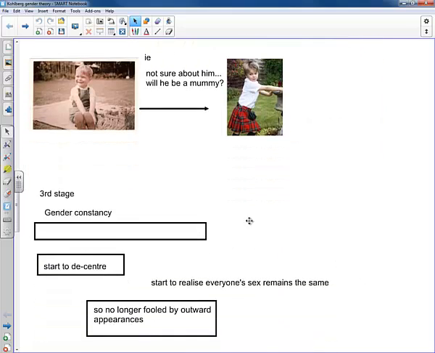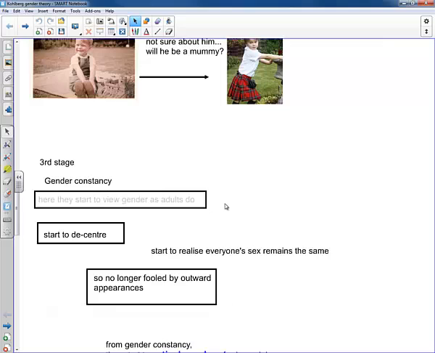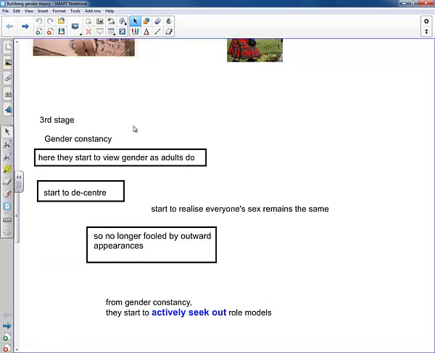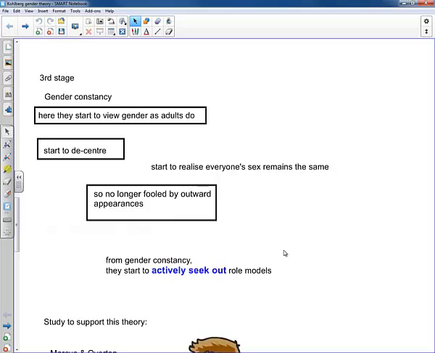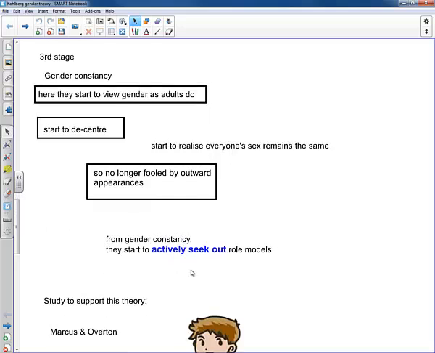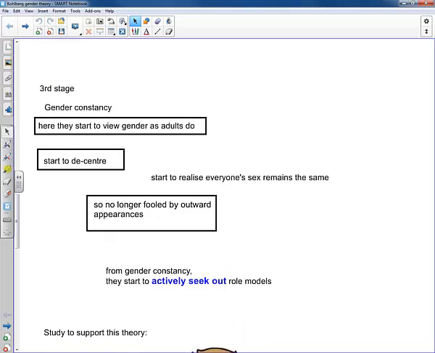Third stage, final stage, is gender constancy. Here they're starting to view gender as adults do. They start to decenter, which means that they're able to take more than one thing into account. So they're able to realize that everyone's sex remains the same. They're no longer fooled by outward appearances. So at constancy, they understand that little boy is going to become a man, little girl is going to become a mummy. And what Kohlberg says is from gender constancy, they then start to actively seek out role models. So that's quite late on.